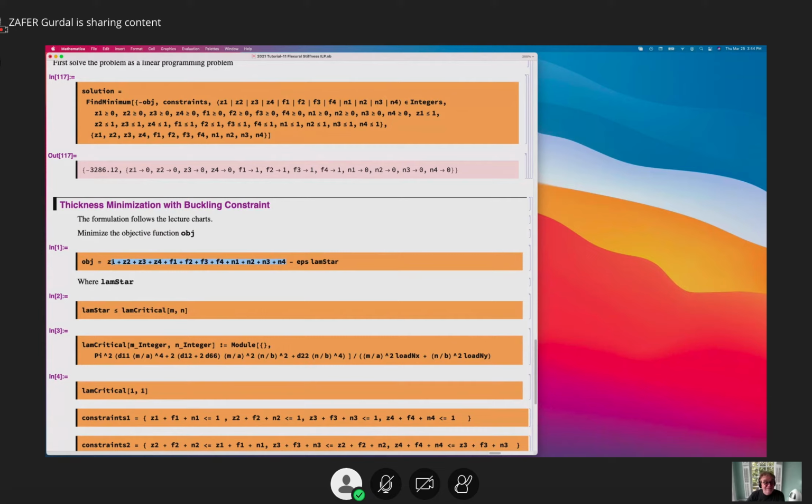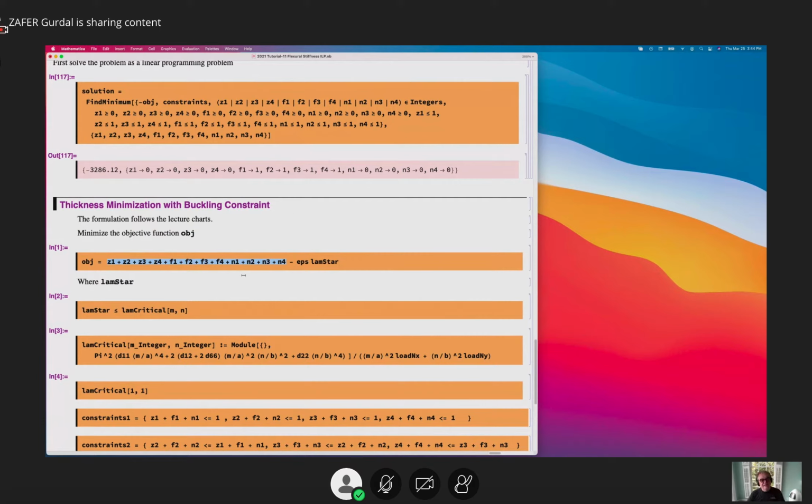Z5, F5, N5, and perhaps Z6, F6, N6. As I increase the number of variables, I'm starting from a thicker and thicker laminate. Depending on how much load I need to be able to carry, if my load is too high and I don't start from a large enough thickness, I will not find the minimum thickness laminate that will be able to carry those loads.